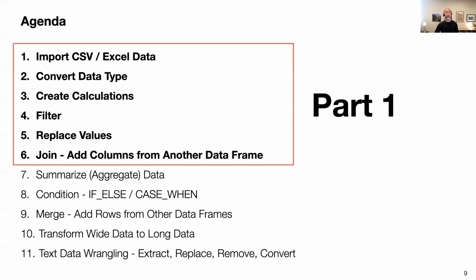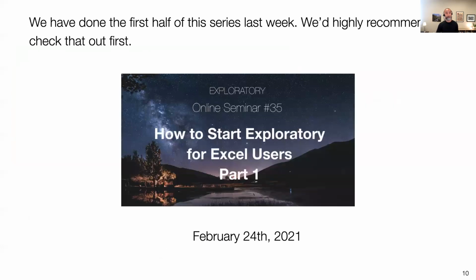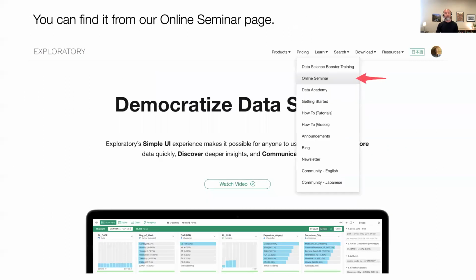We presented numbers 1 to 6 as part 1 last week, called How to Start Exploratory for Excel Users, part 1. If you haven't, I highly recommend you watch that episode first. However, it's not a prerequisite. You can just start from this session, no problem. But if you want to go step by step, then I'd recommend you check out part 1. You can find the recording on our website.